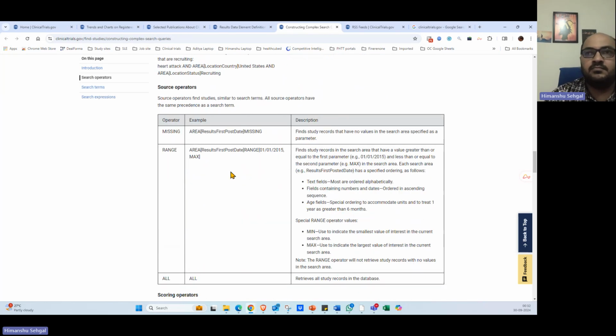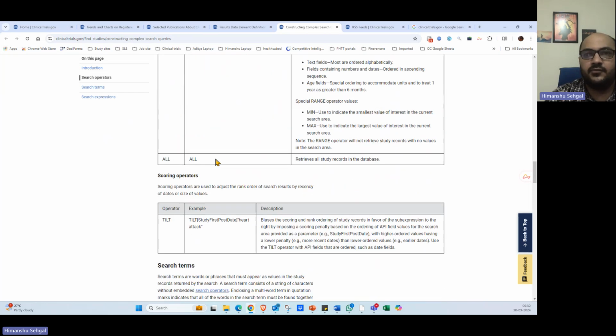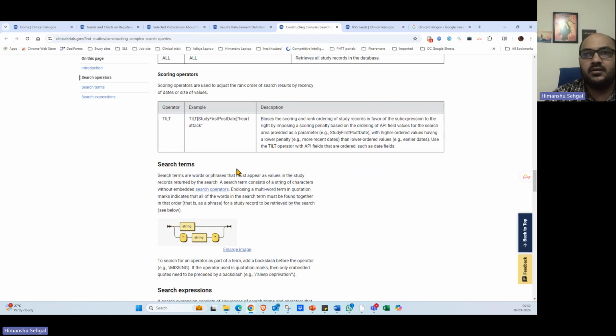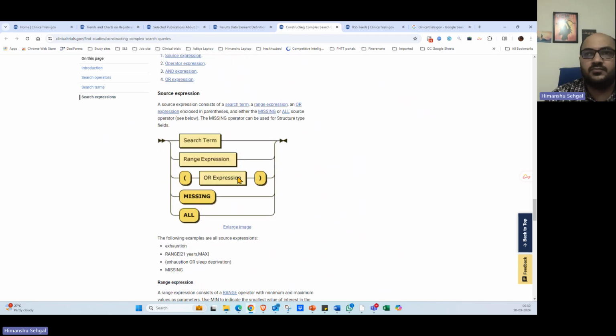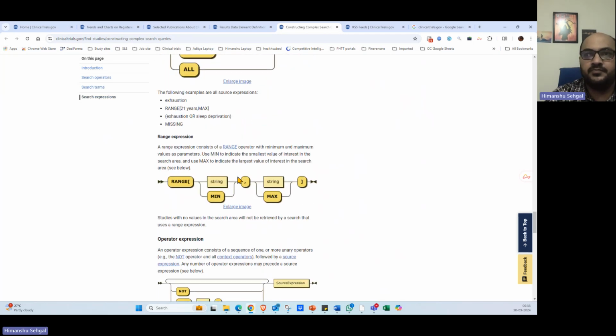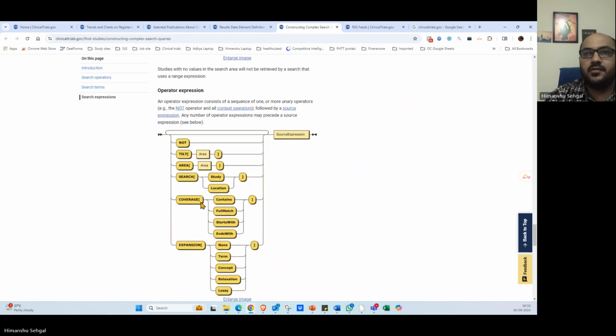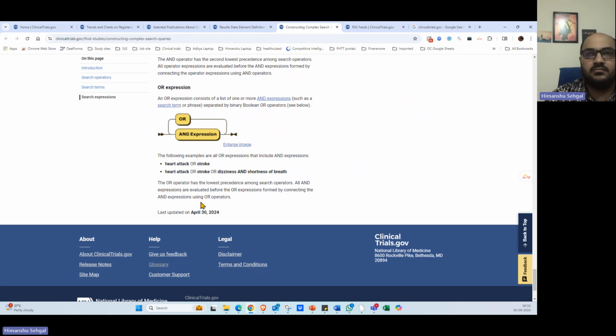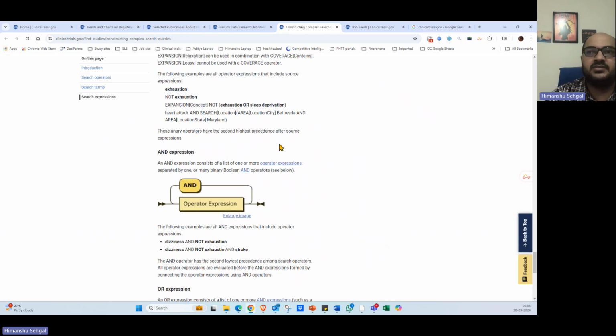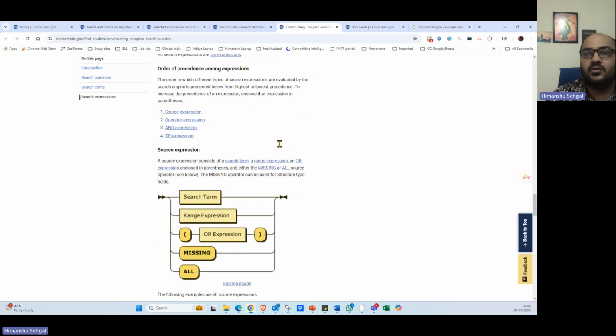Then we have the source operator. Again, I refrain from using this. Scoring operator, again, not there. Search from string. Honestly, I've covered nearly all of them. These are very complex operators which you might not even need while doing your research. But if you want to go through them, you can read from this. But your basic operators are AND, OR, NOT, parentheses, and so on.